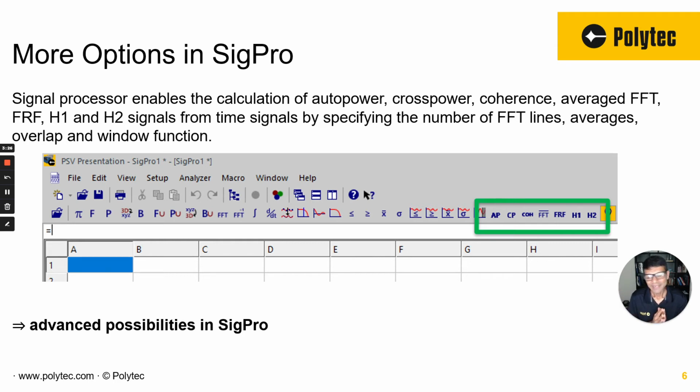And now in this particular software, SigPro, we have added a bunch of standard parameters that are available with the main software, like auto power, cross power, coherence. You can calculate all this within the SigPro environment. So if you've not used SigPro before, it's about time. And if you have used it, now it's become even more powerful.